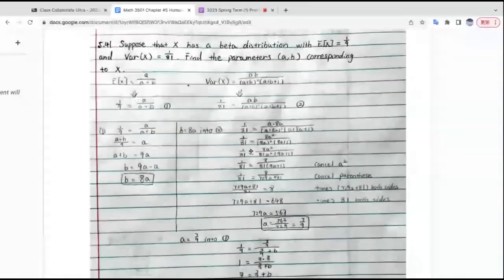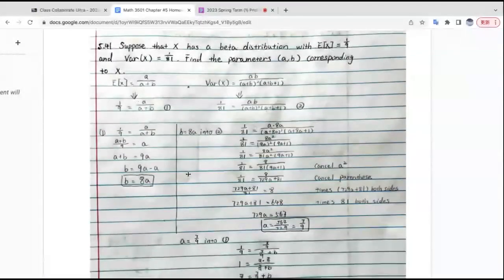Can you see my screen? Yes. So I'm going to present 5.41.